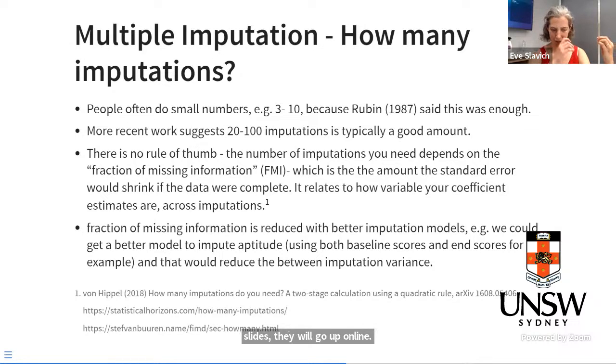But you can reduce the fraction of information missing if you have a better imputation model. So for example, with aptitude, we could come up with a better imputation model if we included both the baseline scores and the end scores to try to impute aptitude. And that would probably reduce the between imputation variance a little bit. You also reduce the fraction of missing information if you have fewer missing values. So the fraction of missing information isn't actually the fraction of missing data. It's the amount of information in that data that you're missing.